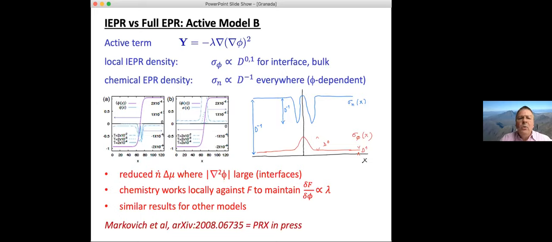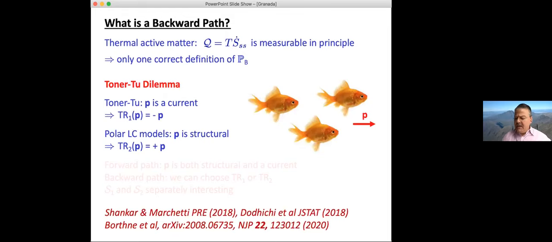But what I'd like to do with the rest of my time is a little bit different. That is to now think a little bit more carefully about what we mean by a backward path. So if I am close to equilibrium, for instance, in the kind of system I just described, the heat flow is an objectively real thing. It's measurable in principle. I can somehow, at least in a thought experiment, cover my system with lots of calorimeters and I can see what the heat flow is. And that means there can't be two right answers for the heat flow. And so however I've set up my system, there can only be one correct definition of the backward dynamics.